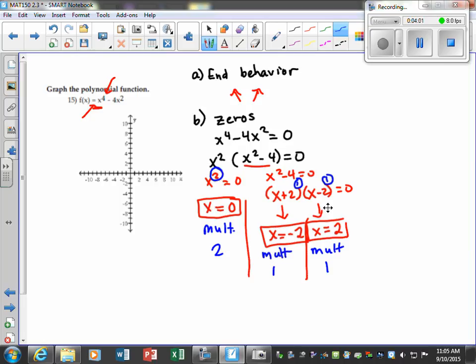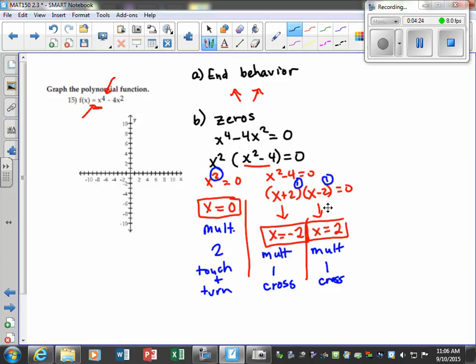Okay, if it has an even multiplicity, this is going to touch and turn. Make yourself a note. If it has an odd multiplicity, that means it's going to cross. So we look at the zeros, we find where it's going to cross the x-axis, and we also talk about what it's going to do at those particular zeros.